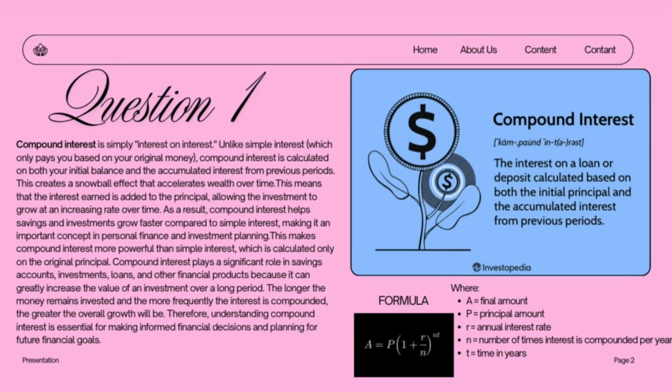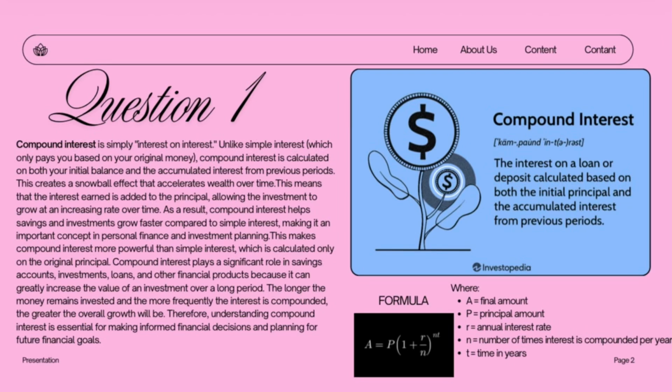My name is Amira and I will continue with question number 1. Compound interest is simple interest on interest, unlike simple interest, which only pays you based on your original money. Compound interest is calculated on both your initial balance and the accumulated interest from previous periods.